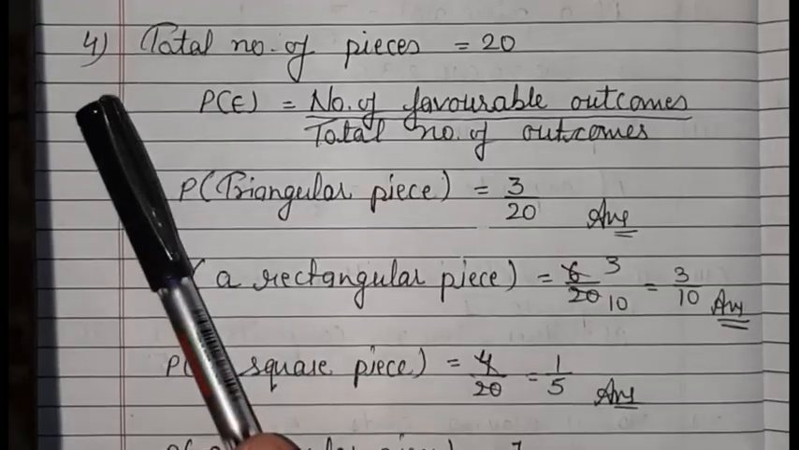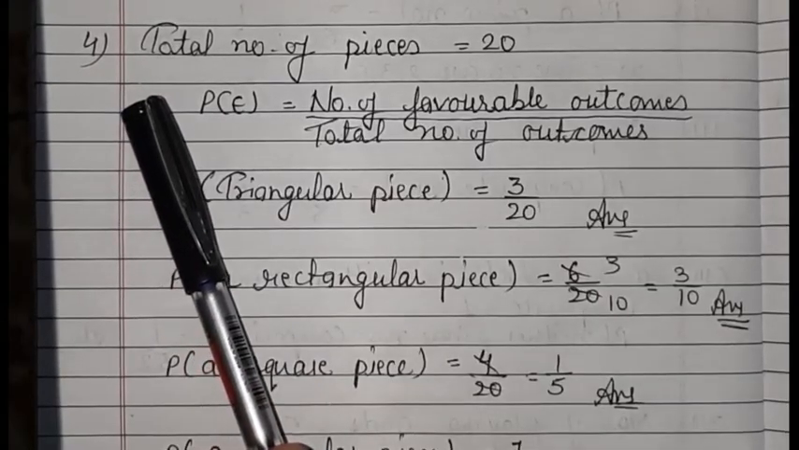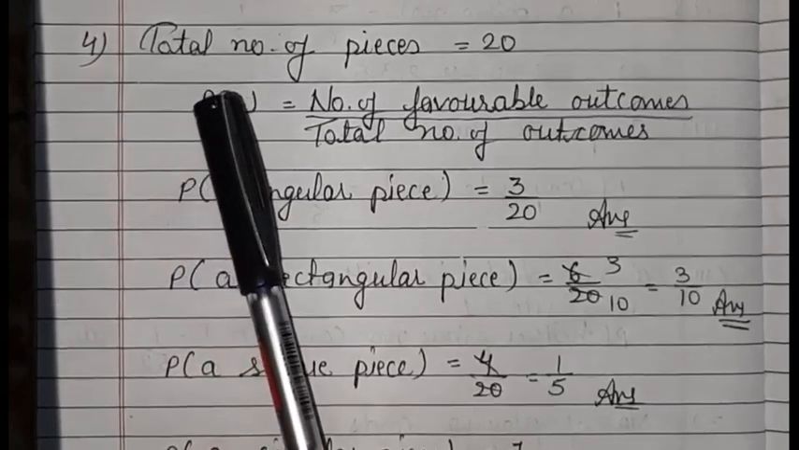Now come to sum number 4. A building blocks toy of a child contains 20 pieces.